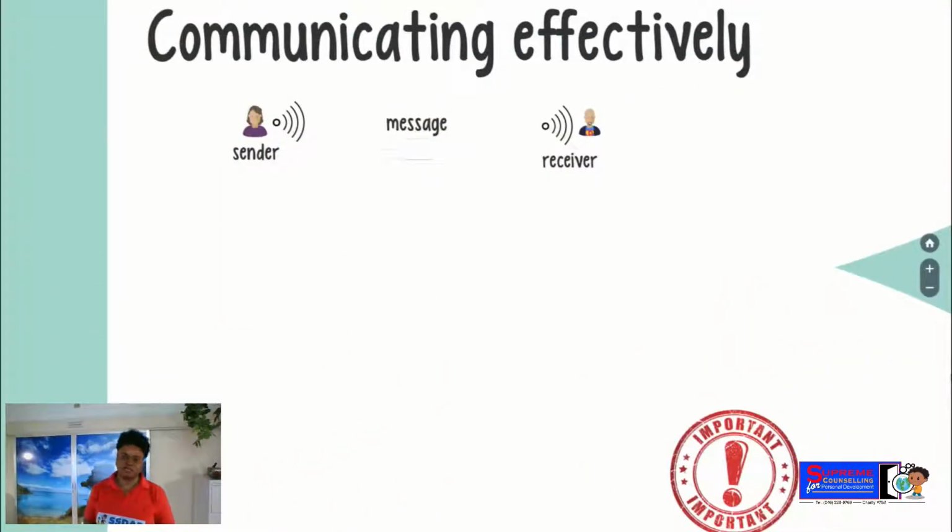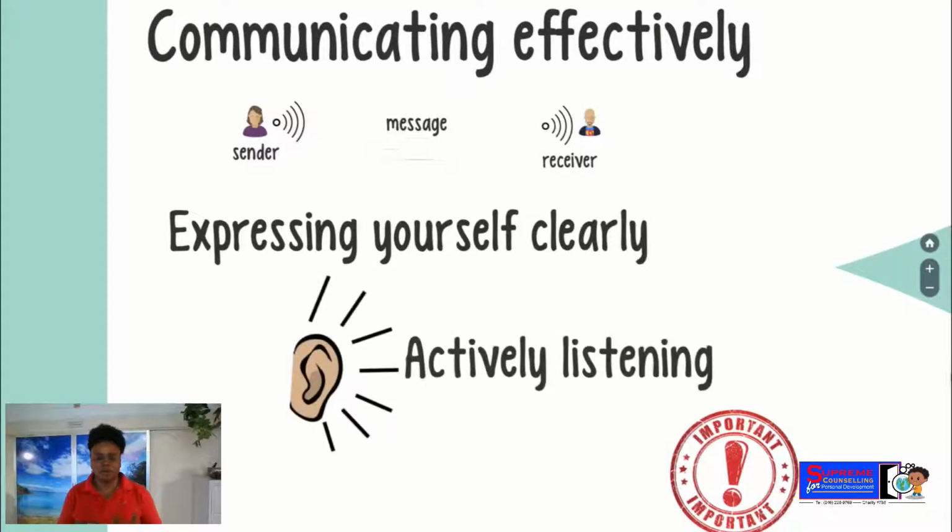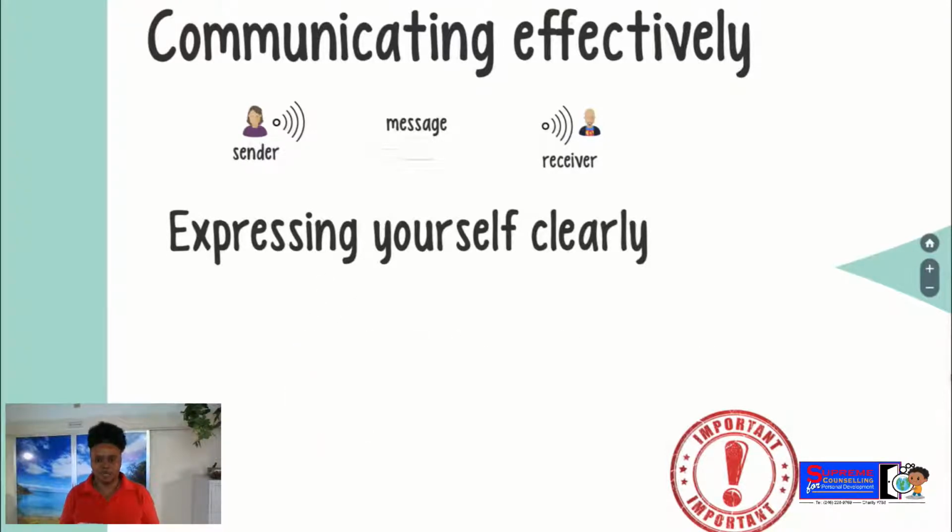What is also important to note is that, like I said, you have a sender, a message, and a receiver, and you have to make sure that you are expressing yourself clearly. This part is especially for the sender, right? So when I am trying to get a message across to someone else, I have to make sure that the message I'm putting out there is one I am expressing clearly, because I want them to understand what my words are supposed to mean or what my body language is supposed to show.